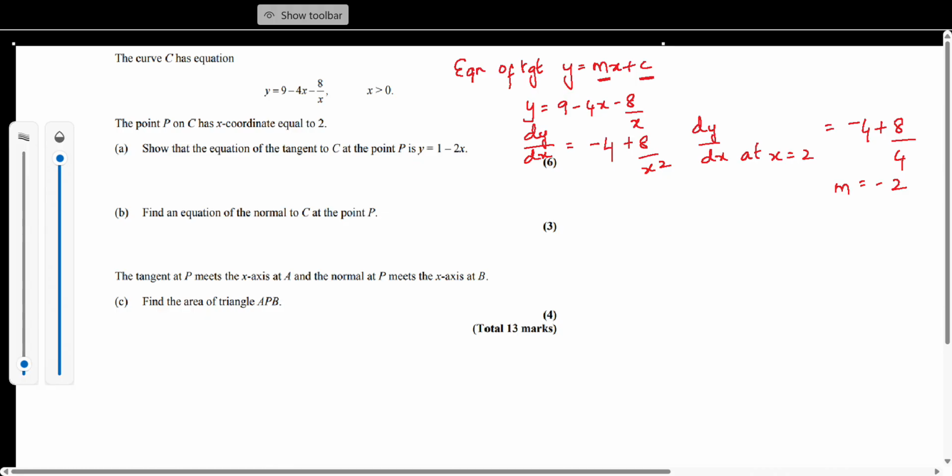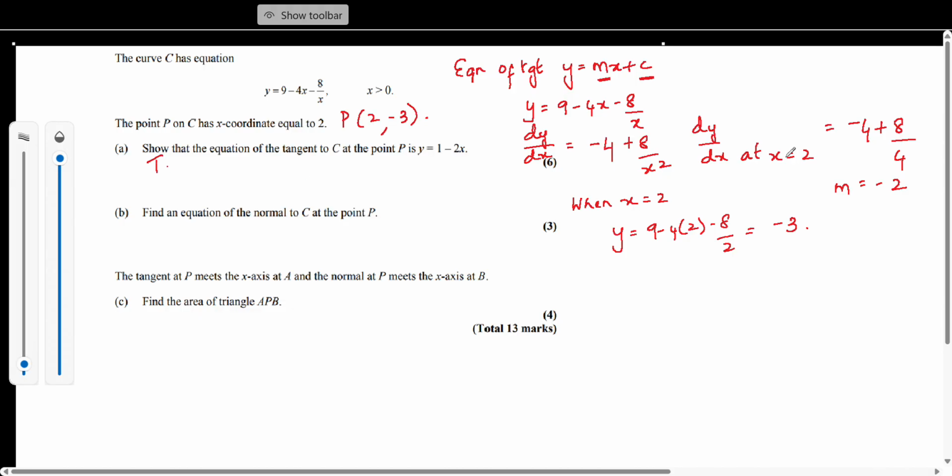To find the y-intercept, we need to know at least one point that the line passes through. It says the tangent is at P and P's x-coordinate is given to be 2. So to find out the y-coordinate, let us substitute into the equation of the curve itself. So 9 minus 8 minus 4, 9 minus 12 is minus 3. So the point P is (2, -3).